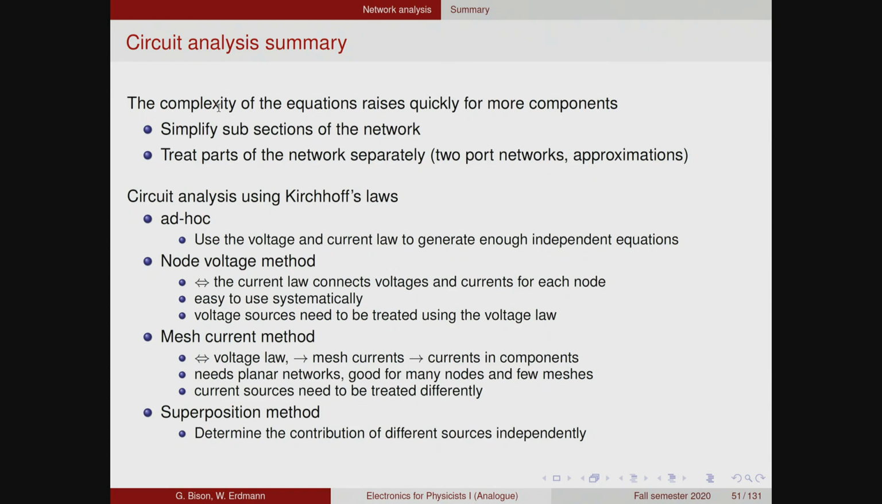And it's good if you have many nodes and few meshes, so it generates a relevant equation more easily. If you have a mesh in which you have many components, then you add up all the voltages in the mesh. This gives you the relevant equation to solve the system much more easily than if you used the node voltage method. And finally, there's the superposition method, where you determine contributions from different sources independently. That's of course advantageous if you do have different sources.